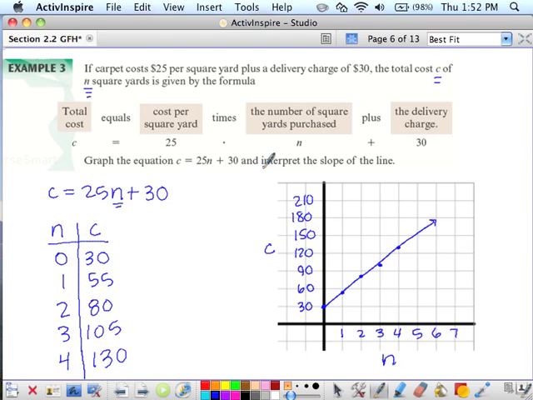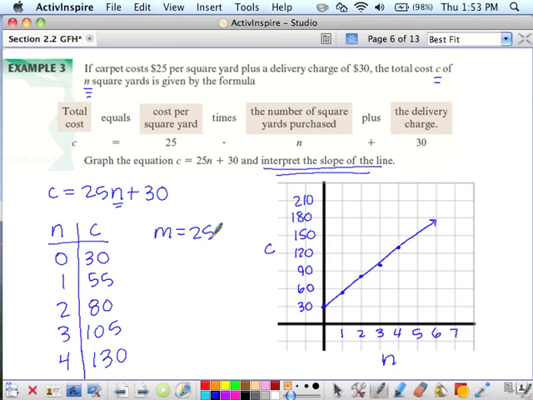Finally, it asks us to interpret the slope of the line. Well, the slope is positive, indicating that as n increases, so does the cost. And certainly that makes sense. As you buy more and more carpet, your cost is going to increase. The actual slope in this case is positive 25, which means that for every yard of carpet I buy, my cost increases by $25 more.